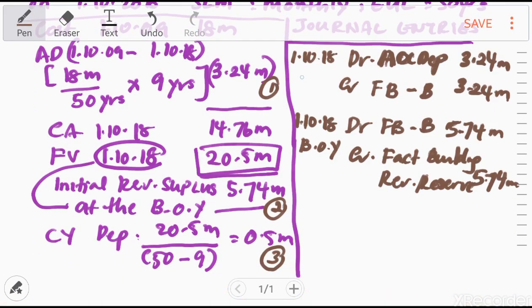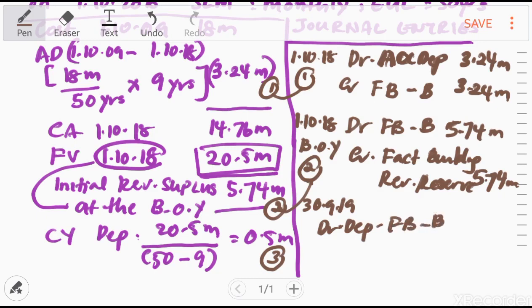Next, that was number 1 and number 2. Then number 3 happens at the end of the year. This is for current year depreciation. So you will debit depreciation for factory building B and credit accumulated depreciation factory building B, 0.5 million or 500,000.